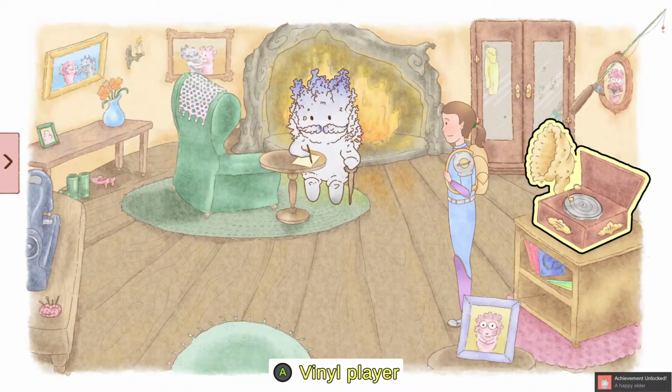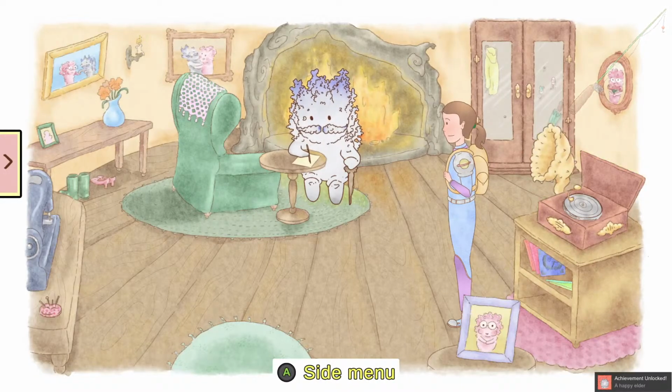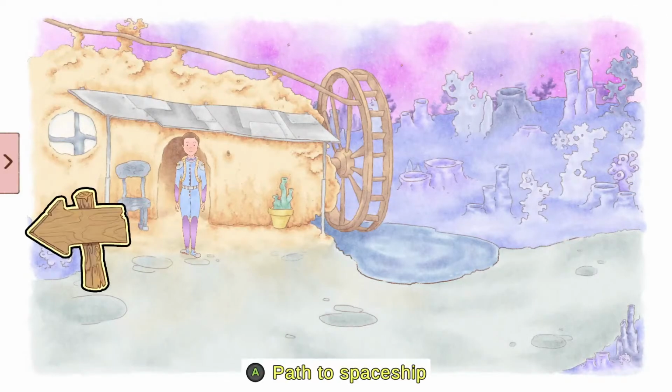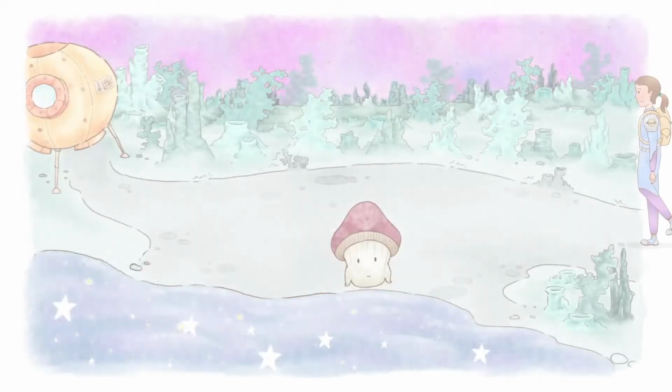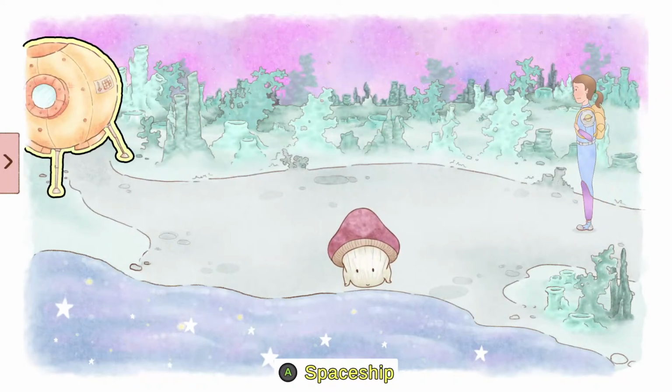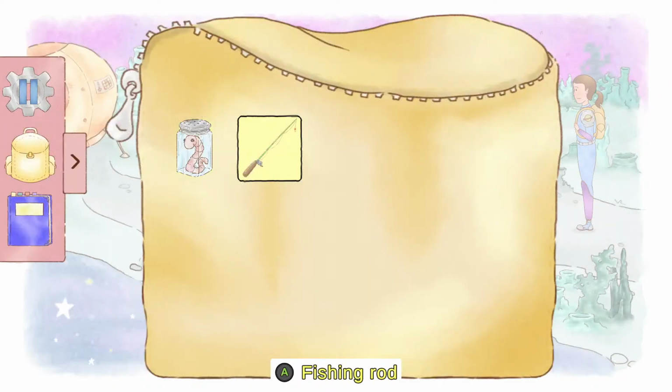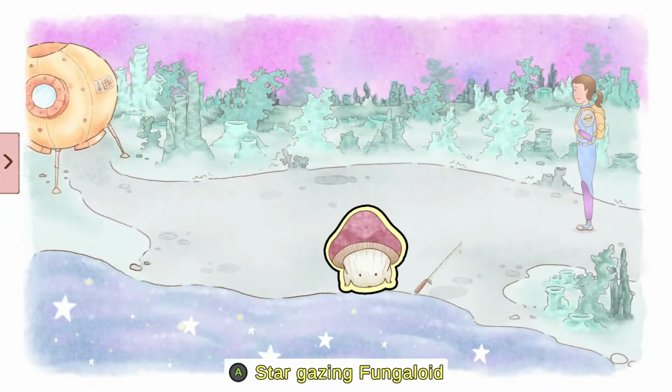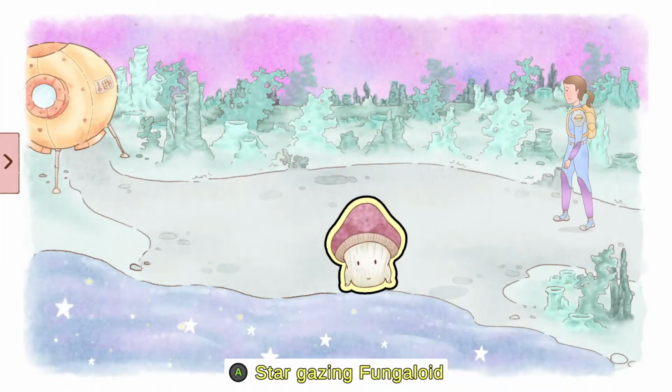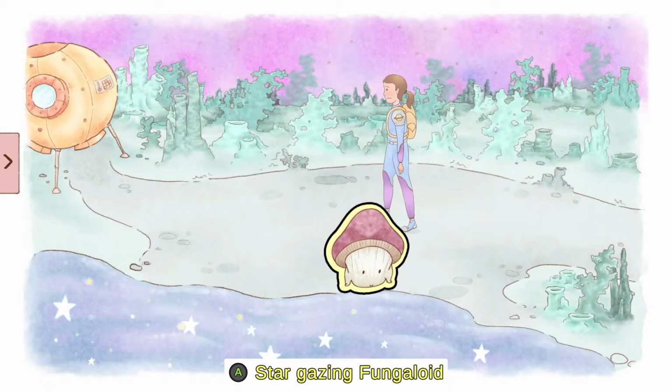Fishing rod, added to backpack. Side menu. Door to outside. Auto saving. Path to spaceship. Spaceship. Worm and salt shaker. Fishing rod. Spaceship. Stargazing fungaloid.